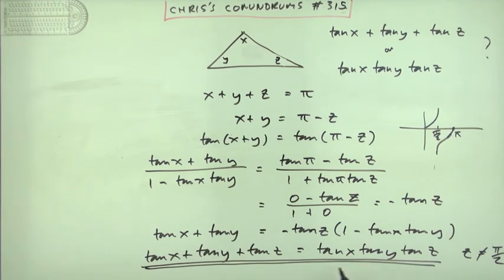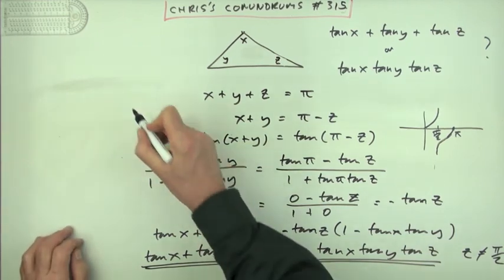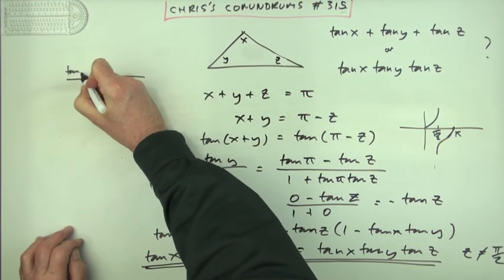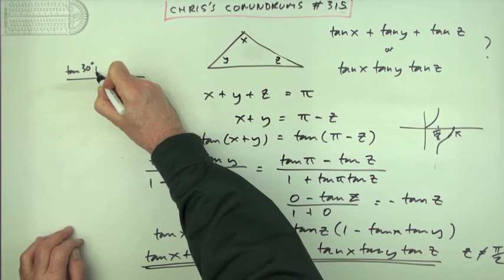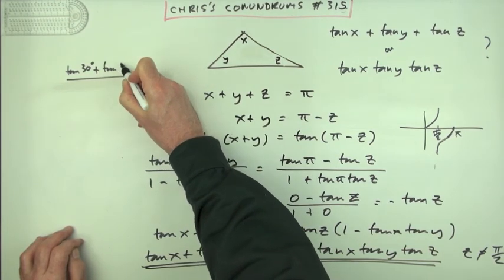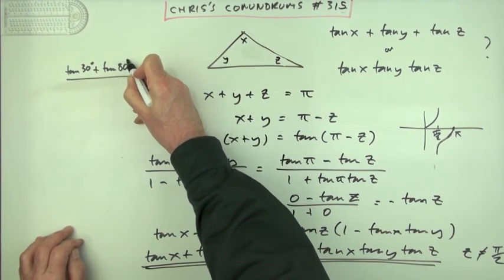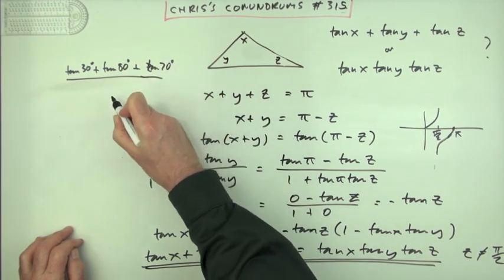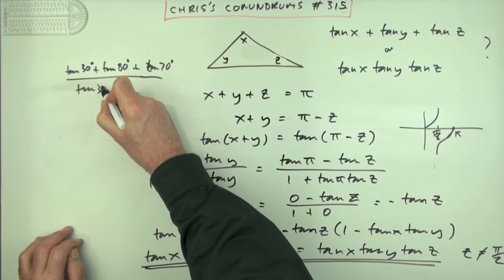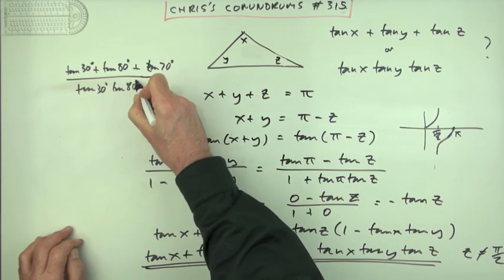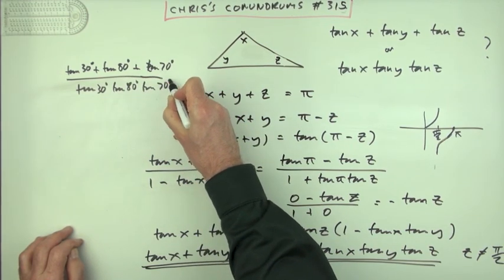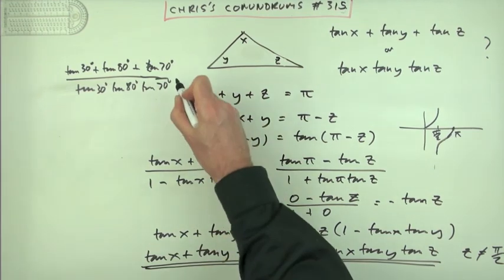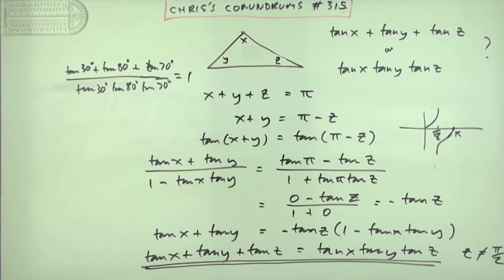No, just divide it. If you divide by this side, it should equal 1. If you type in the tangent of 30 degrees plus the tangent of, let's say, 80 degrees plus whatever's left over, that would be the tangent of 70 degrees, and divide that by tan of 30, tan of 80, tan of 70. If you type that into your calculator, you should find it gives you the answer 1, and it does. There you are.